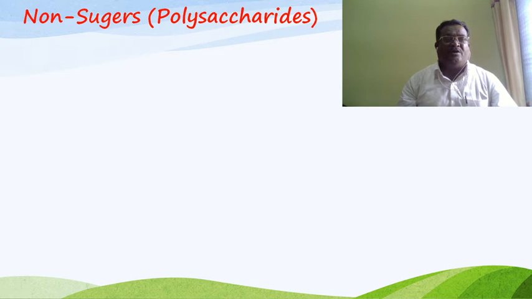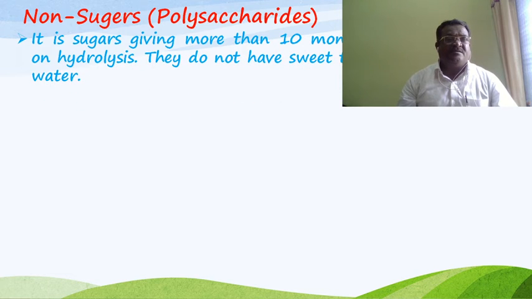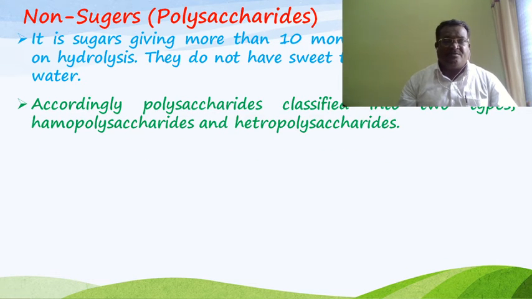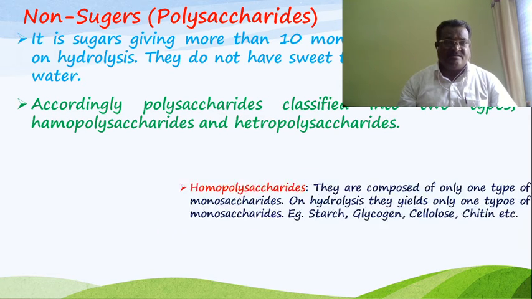Next one is the non-sugar group, which is called the polysaccharides. It is a sugar giving more than 10 monosaccharide molecules on hydrolysis. They do not have a sweet taste and are insoluble in water. After hydrolysis, the sugar giving more than 10 monosaccharide molecules is called non-sugar, or polysaccharides. Polysaccharides are classified into two types, that is homopolysaccharides and heteropolysaccharides. These are the two groups.